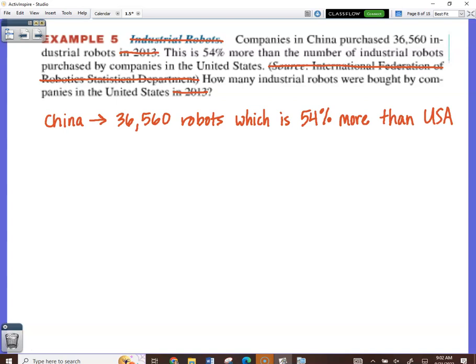And the question says, how many industrial robots were bought by companies in the United States? So, we know how many China bought. We know China bought 54% more than the U.S. Now we're going to find out how many the U.S. bought. We need a variable. When you're doing these word problems, because remember we're solving equations, you need a variable. I tend to pick the variable based on what they're telling me to find, because then it helps me remember what it stands for. So I'm going to let U equal, that's my variable, the number of robots that the U.S. bought.